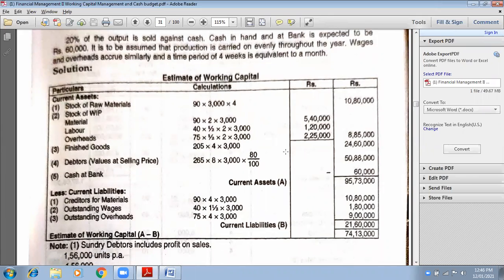Ma'am, done. What is the total of current assets? 95 lakh 73,000. Very good. What is the total of current liabilities? Ma'am, 21 lakh 60,000. So A minus B, that is current assets minus current liabilities. What is the net working capital?